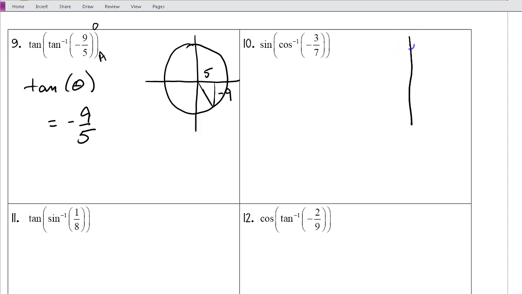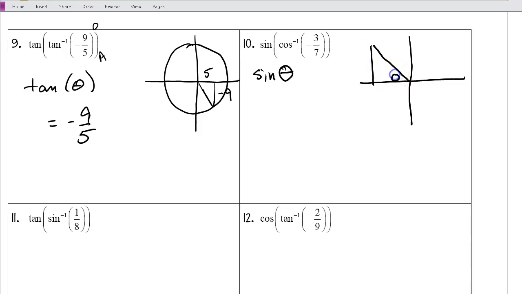So let's take a look at number 10. I've got the sine of the cosine inverse of -3/7. So I'm trying to find the sine of some angle. Since we're taking the cosine inverse of a negative number, cosine inverse has to be in the top half of the circle between 0 and pi. Since it's negative, I know it has to be in the second quadrant.